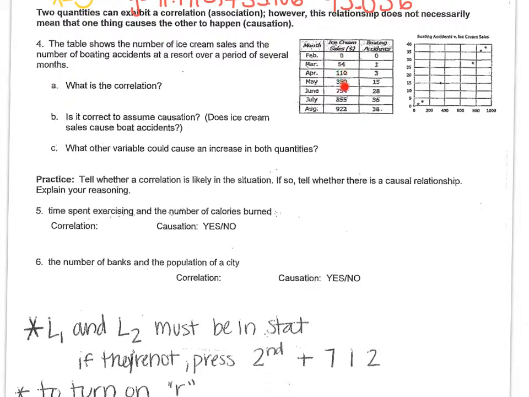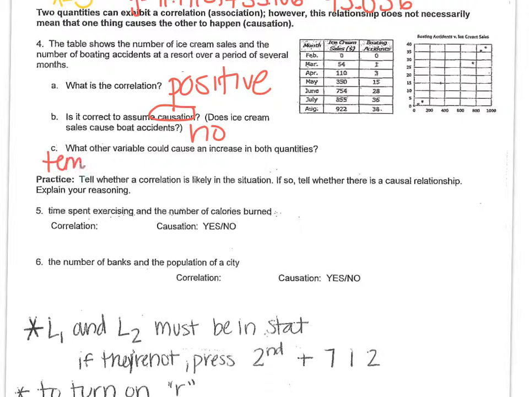Well, if you look at your ice cream sales, you can see that they're increasing, they're constantly getting bigger. And if you look at your boating accidents, they're also increasing, so that tells us that there is a positive correlation. But it's asking you, can you assume causation, which means that one is causing the other. That means, does ice cream sales cause boat accidents? And the answer to that question is no. Eating ice cream doesn't cause boat accidents.